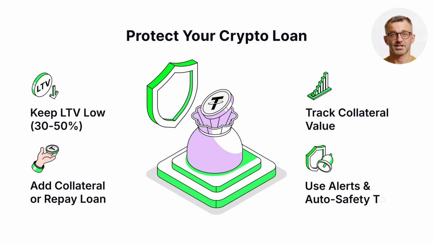Finally, use alerts and automatic features. Most platforms offer tools to help you avoid risky situations. App or email notifications when your LTV approaches a dangerous level, automatic protection features such as auto repay or auto collateral top-up, which will automatically repay part of the debt or add collateral from your wallet. It's like having a home security alarm. It's better to get an early warning than deal with consequences later.